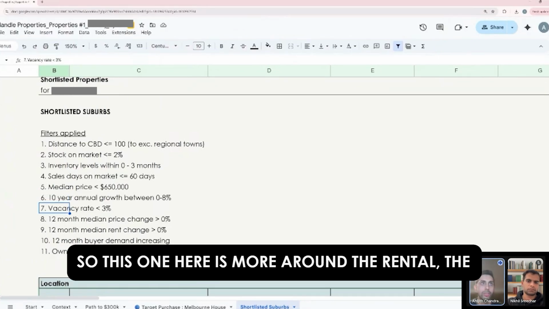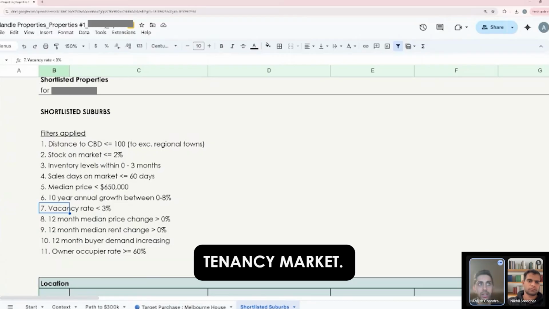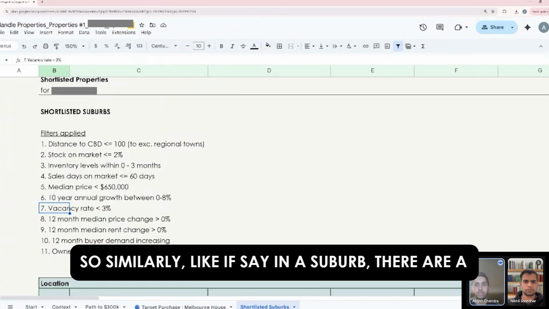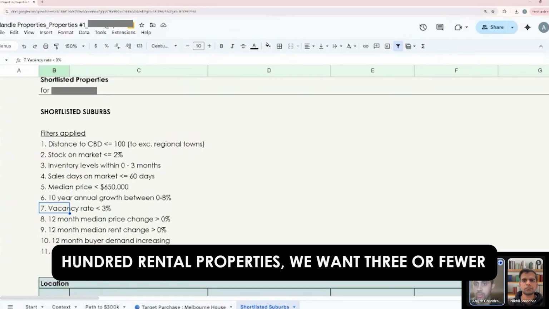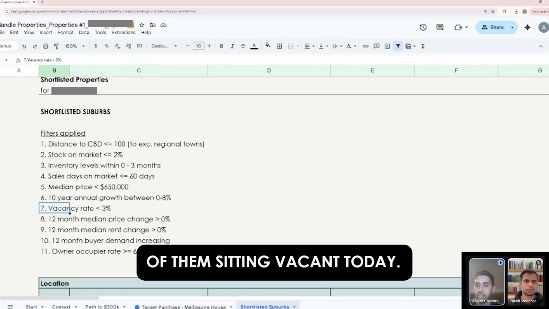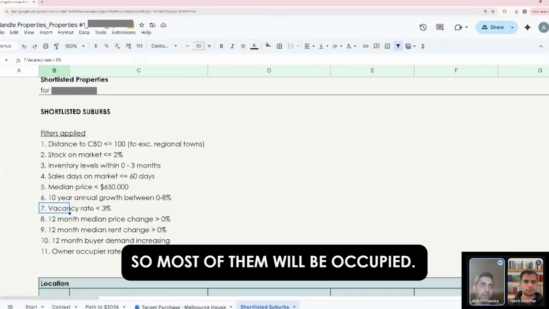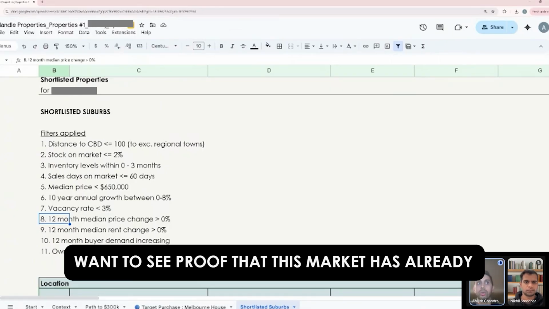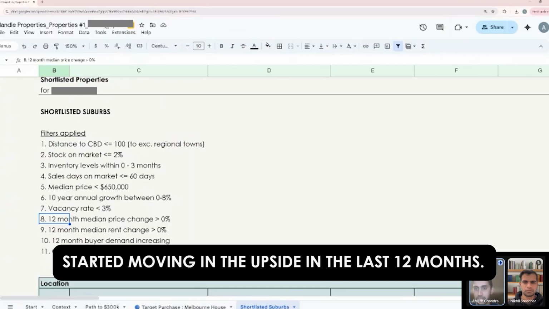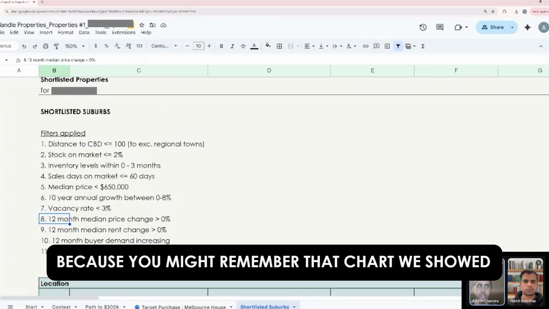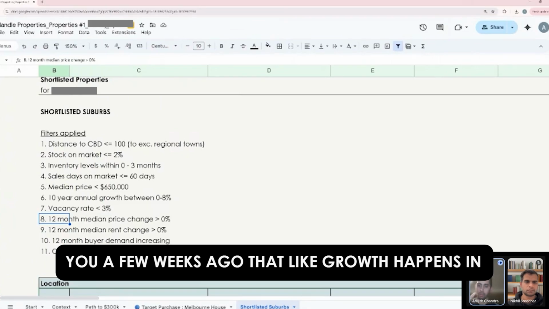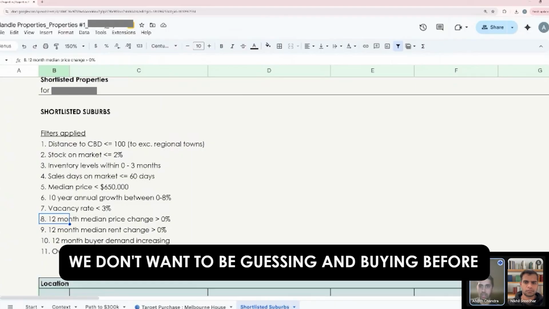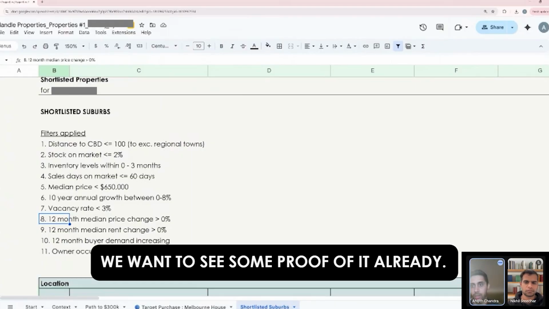Other things, so this one here is more around the tenancy market. We've got vacancy rates less than 3%. So similarly, if in a suburb there are 100 rental properties, we want 3 or fewer of them sitting vacant today, so most of them will be occupied. Then we've got another filter here that says we want to see proof that this market has already started moving upside in the last 12 months. Because you might remember that chart we showed you a few weeks ago, that growth happens in these big clumps in the cities. We don't want you guessing and buying before that growth has already started. We want to see some proof of it already.